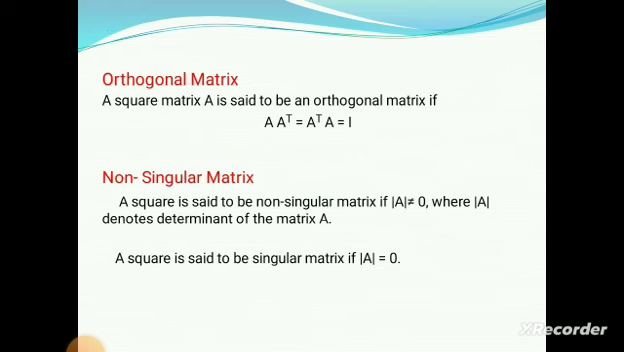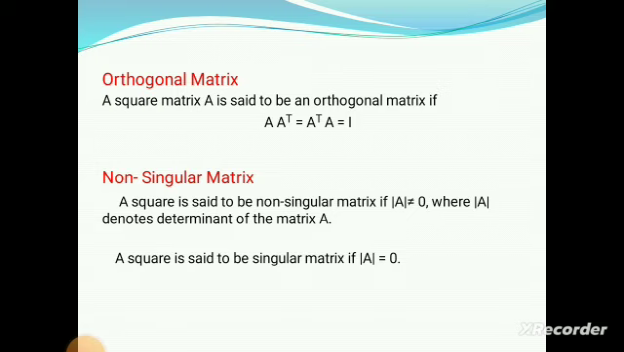Next we have the orthogonal matrix. A square matrix A is said to be orthogonal if A transpose A is equal to the identity matrix. If the A transpose multiplied with A, or the matrix A multiplied with A transpose, is equal to the identity matrix, then it is said to be an orthogonal matrix.